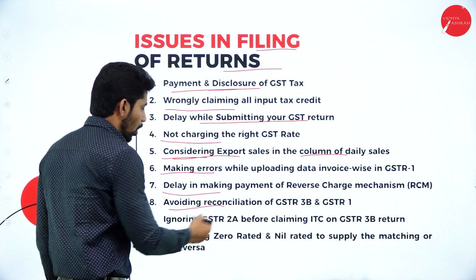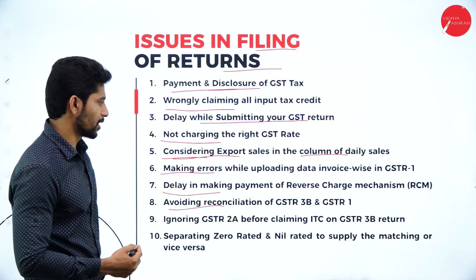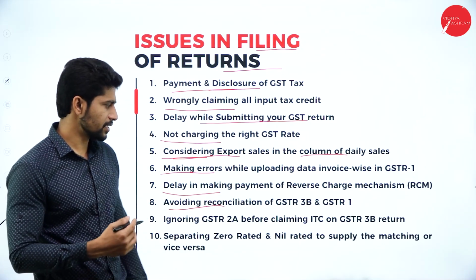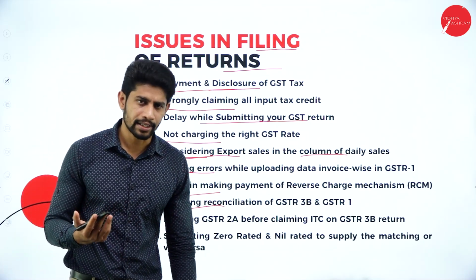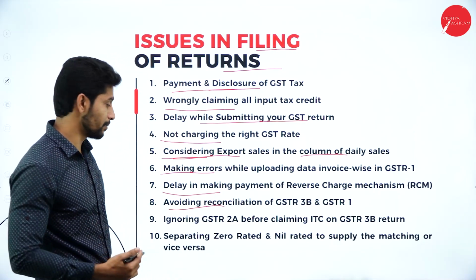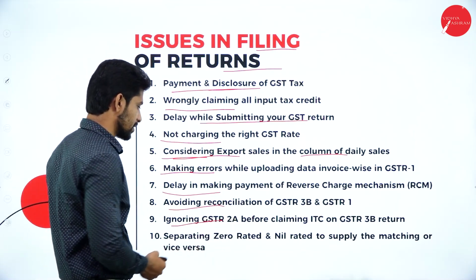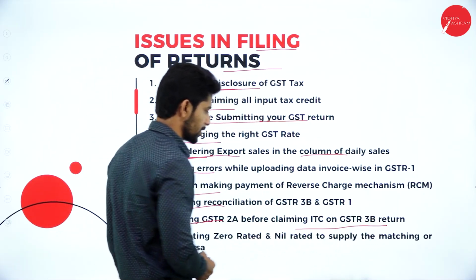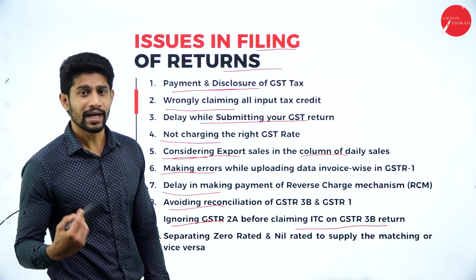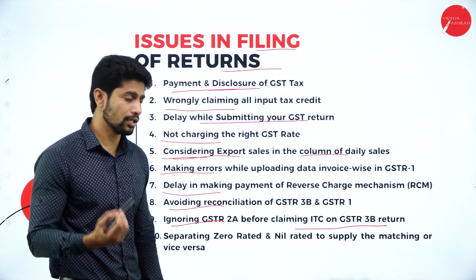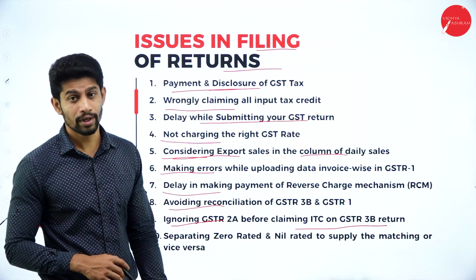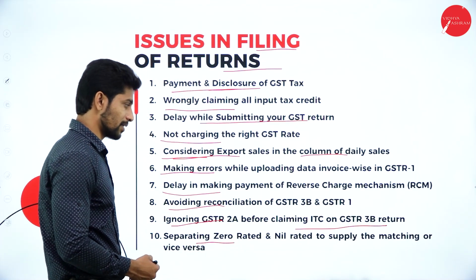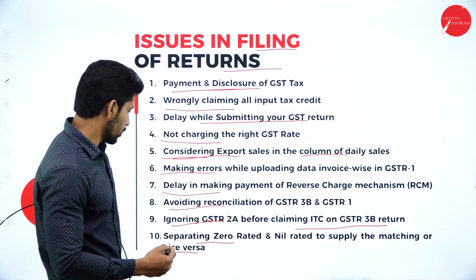Next, avoiding reconciliation of GSTR 3B and GSTR 1. Yes, at the time of reconciling the GSTR 3B and GSTR 1, at that time also you might find some problems. Ignoring GSTR 2A before claiming ITC on GSTR 3B returns. Yes, at the time of claiming the ITC, that is input tax credit, you might ignore this GSTR 2A form and separating zero rated and nil rated supply, or vice versa.